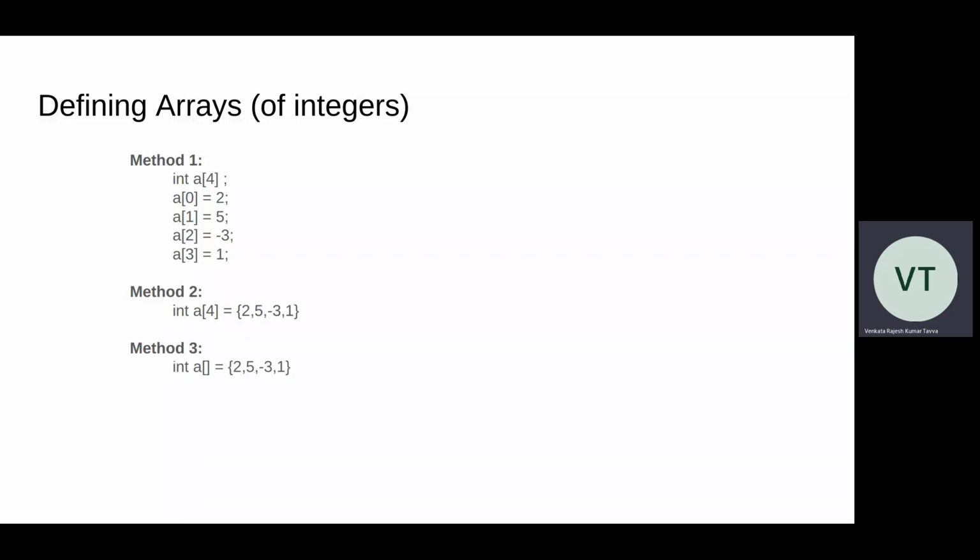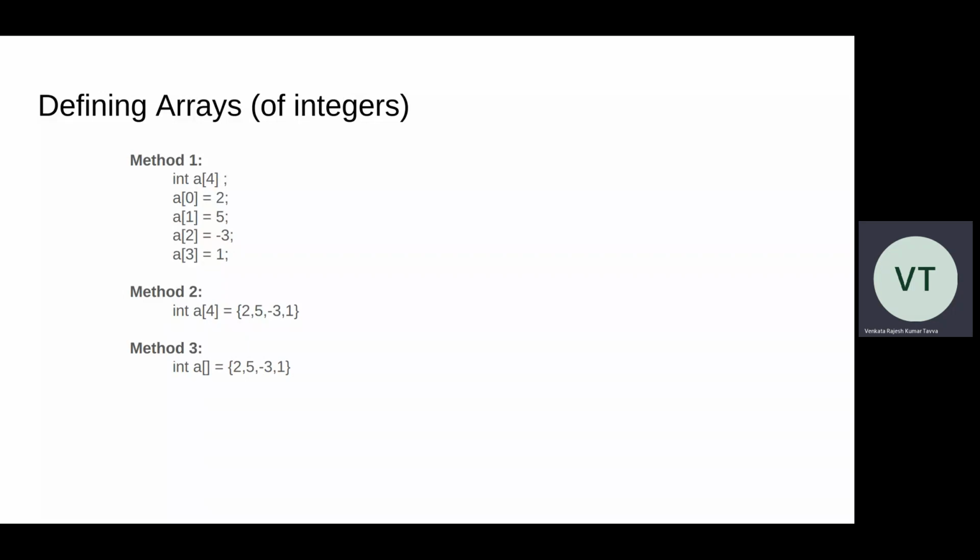Another method is, suppose you know the number of values and you know what those values are. You can put empty brackets here. It will automatically infer the size. It will populate the array and also infer the size. This array is of size 4. You can specify the size if you want, or you can leave it out if you know the exact elements. Now, why do we need to specify the size sometimes?